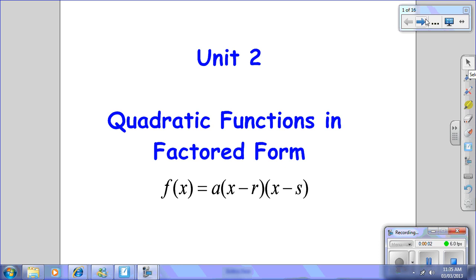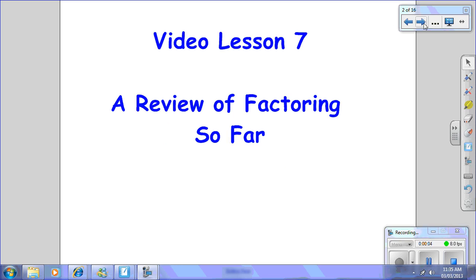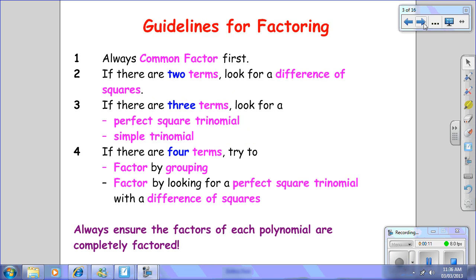Quadratic functions in factored form. Today we're going to do something a little bit differently, and we're going to review what we've done with factoring so far. So we need to remember the guidelines we created to factor.